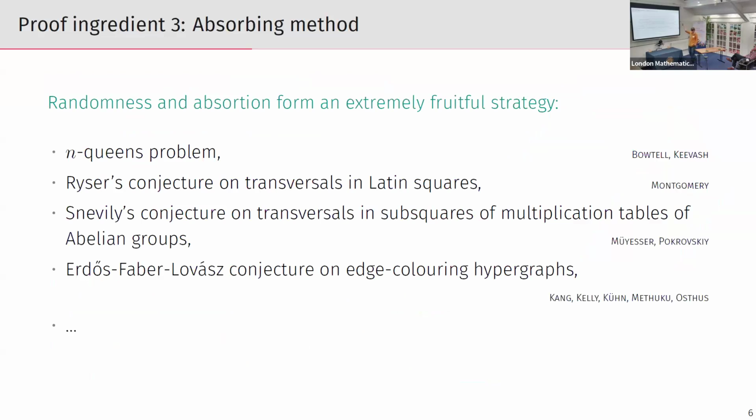I just want to make some advertisement for this combination of random methods, quasi-randomness, together with the absorbing method. This was very fruitful in the area, has led to lots of other really important results, and this is really just a small and a bit arbitrary collection of things that were proved with it, and I don't want to go into it. It's really just more an advertisement. Okay, good.